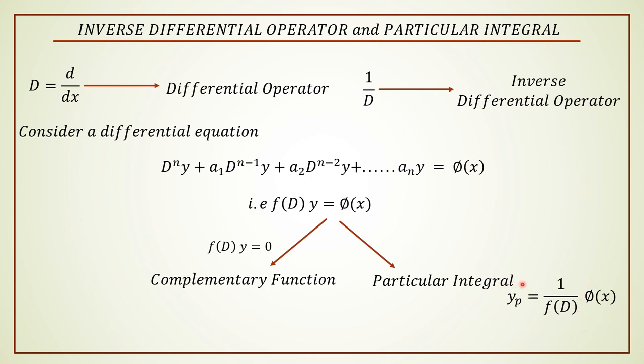The particular integral is the solution obtained by operating the inverse differential operator 1 by f of D on a function of the independent variable. Then the sum of the complementary function and the particular integral is called the complete solution or the general solution of the given non-homogeneous differential equation. Hope it is clear to you. The complete solution of a non-homogeneous differential equation is the sum of the complementary function and the particular integral.